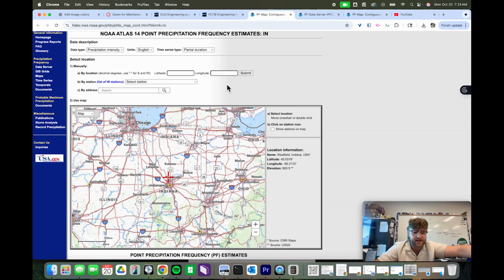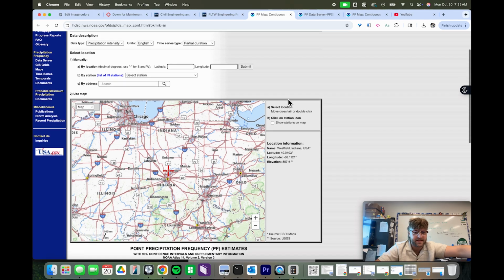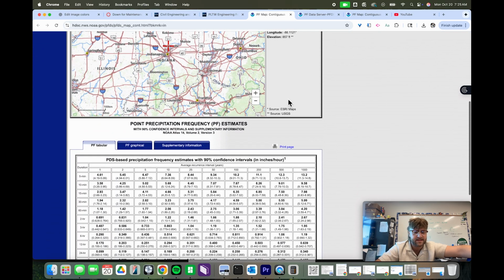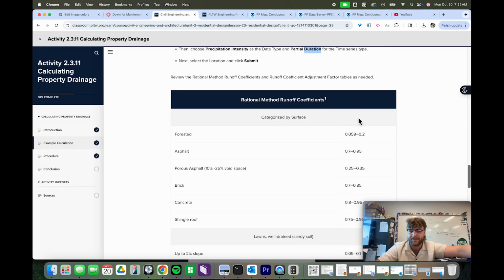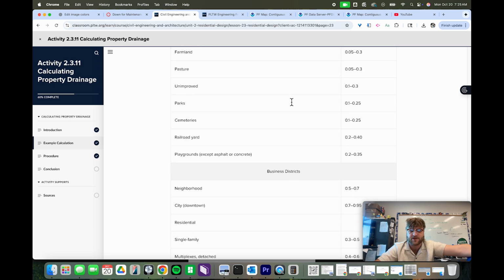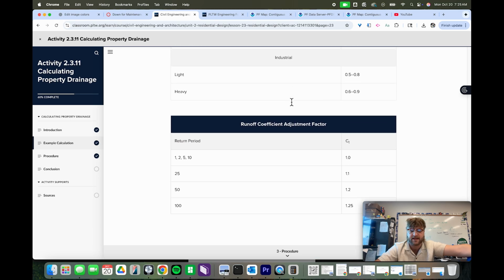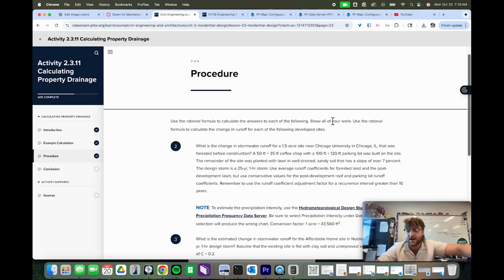So if we're here in Noblesville, Indiana, right, we can end up running this. And so if we pop down here, we've got our actual rainfall intensity chart for Noblesville. Okay. Right here, this is just straight from the e-text. They've got all these coefficients for us that we could possibly end up using. And they also got our CF values down here. So now we're going to go ahead and move on to the actual procedure.